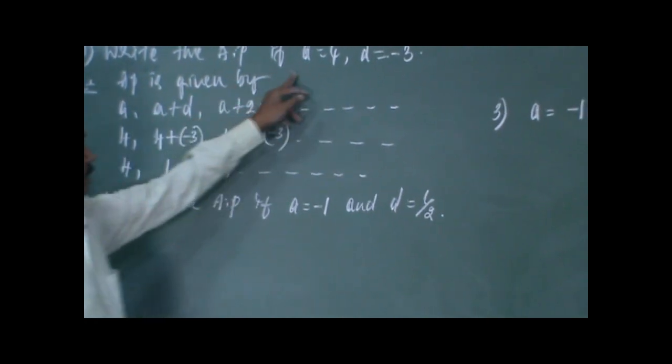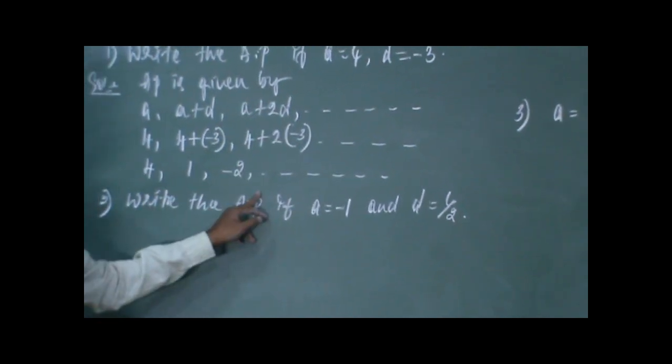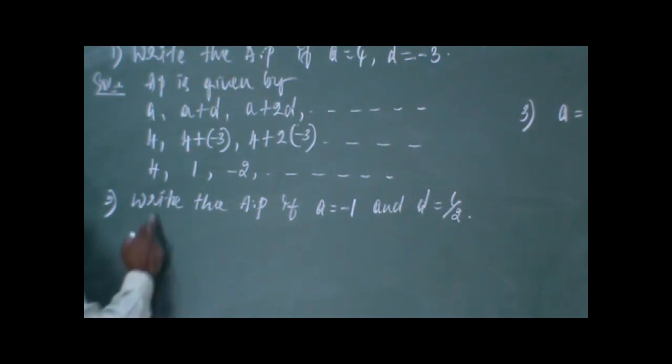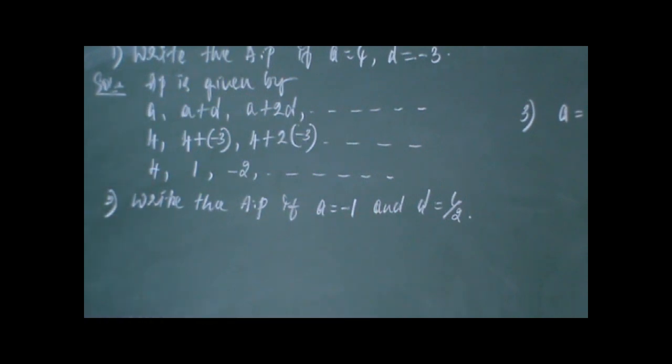So the first term and common difference of an AP are given. This is the method of finding out the AP. First 3 terms are enough. So let us go with the next question. Write the AP if A is equal to minus 1 and D is equal to 1 by 2. Fraction is given, no problem.